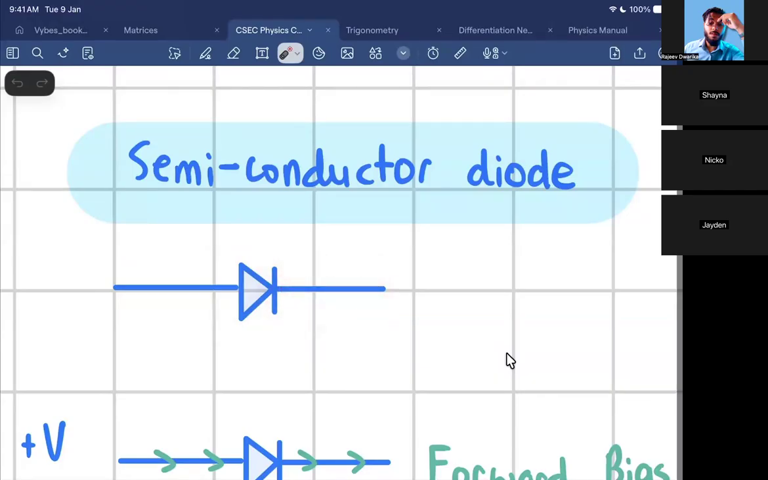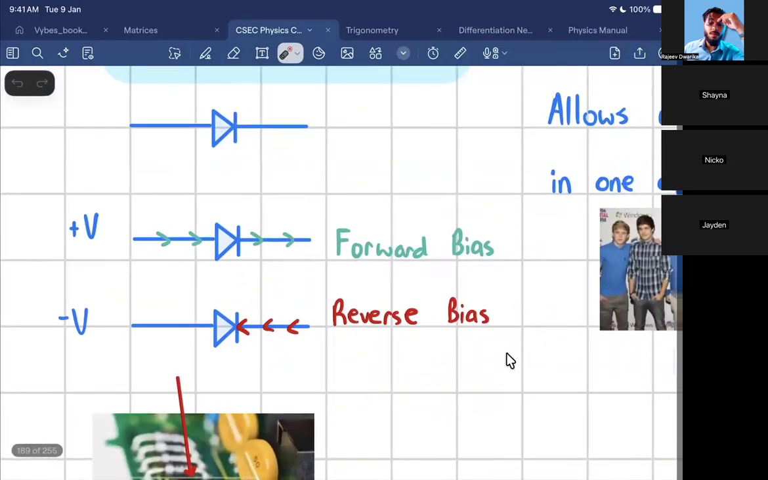That's why we call it a semiconductor diode, because semi means half, so it only conducts half the time. If you think about it logically, semi means half. So when the current flows, it's forward bias; when it doesn't flow, it's reverse bias.